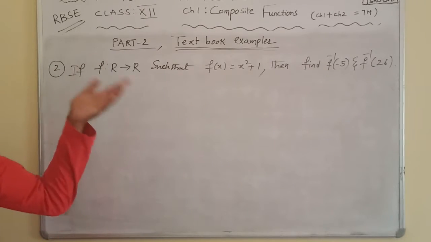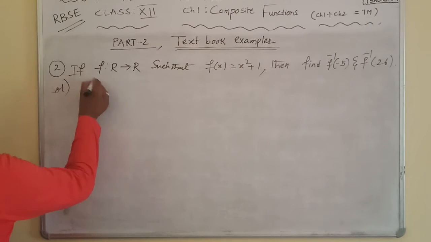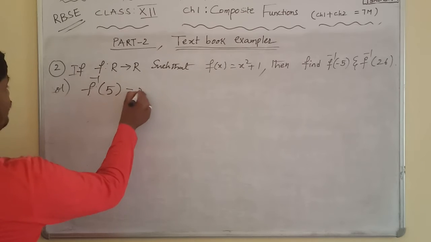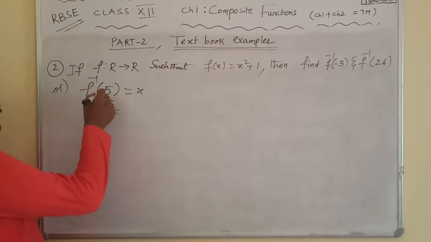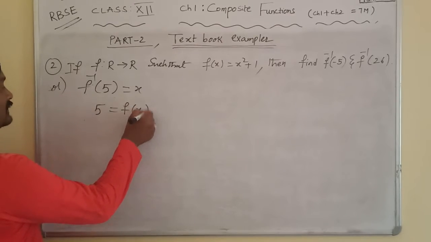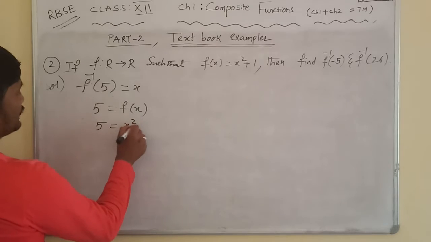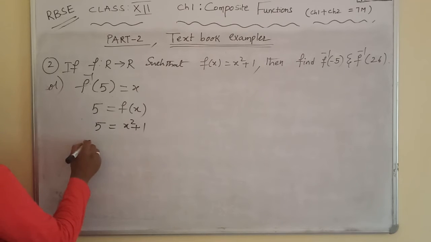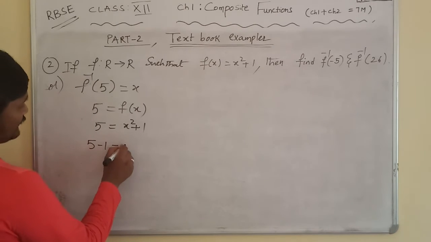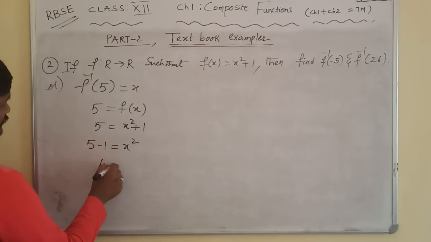Like the previous method, we solve it the same way. First, write f inverse of 5 is equal to x. So 5 is equal to f of x, and f of x is x square plus 1. So 5 is equal to x square plus 1. Plus 1 comes to the other side as minus 1. So 5 minus 1 is equal to x square, and 5 minus 1 is 4, which is equal to x square.